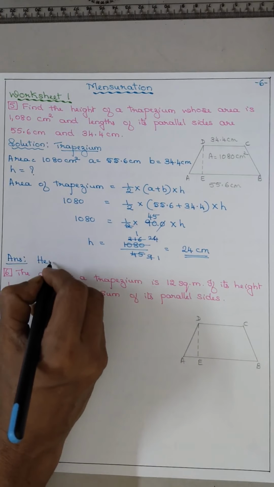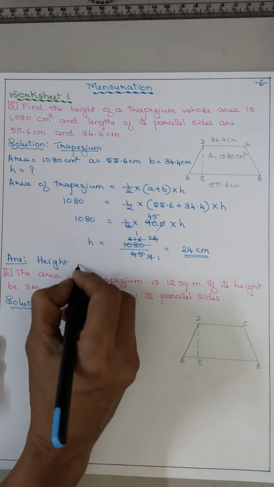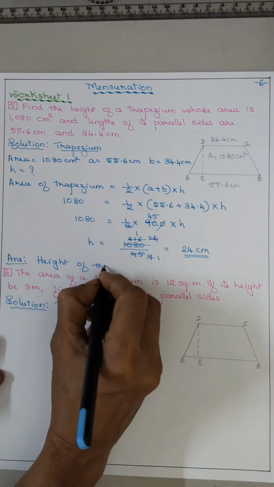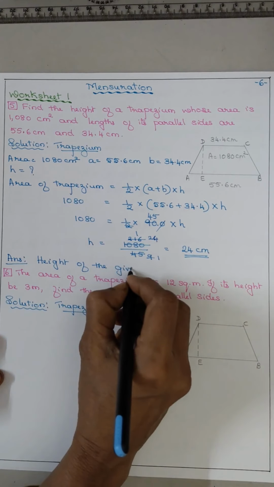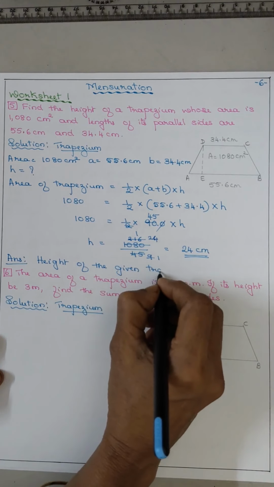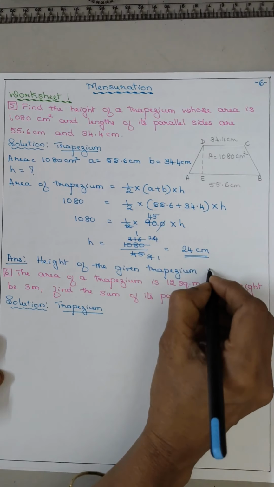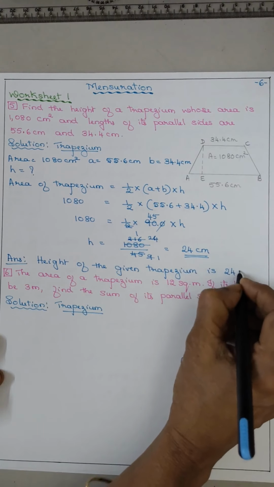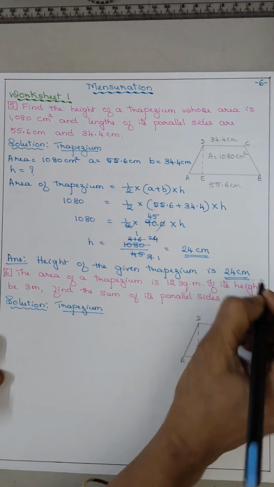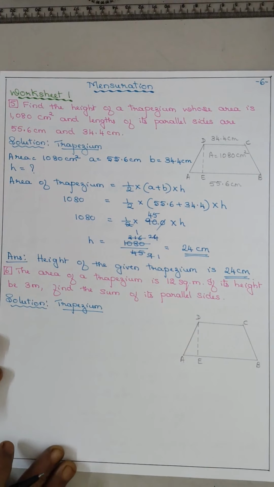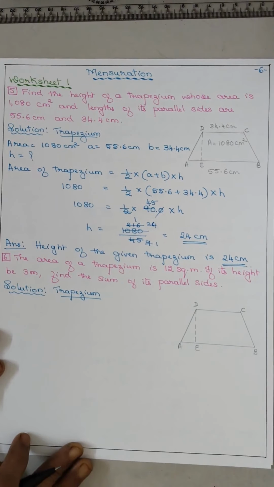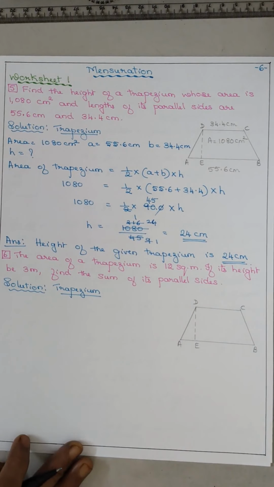the height of the given trapezium is 24 centimeter. Only the calculation part you have to be careful. Okay? Formula. By the end of this worksheet, you will be confident of the formula.